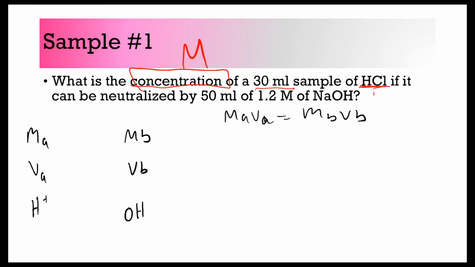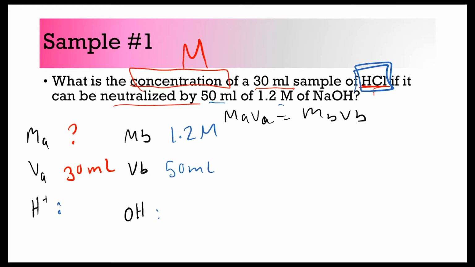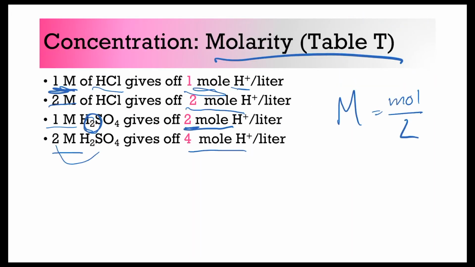So reading through the question, what is the concentration, so that is the keyword for M, of a 30 milliliter sample of HCl. So this is your acid. So it means we're looking for Ma. Our volume is 30 milliliters. Can be neutralized by 50 mils of 1.2 molar solution of NaOH. So what I want you to put where it says H plus and OH minus, looking at your acid, how many H's are in that compound? The answer should be 1. So when looking at your base, how many OH's do you see? You should say 1.